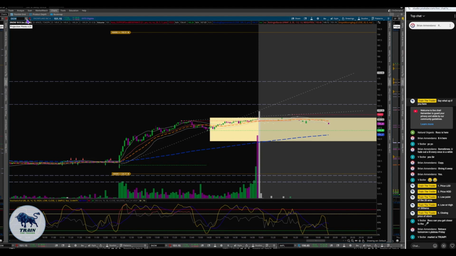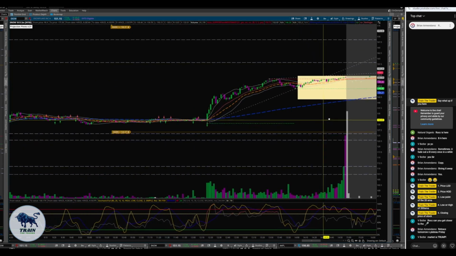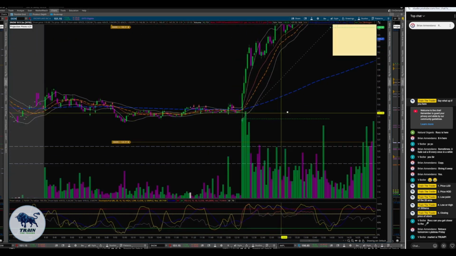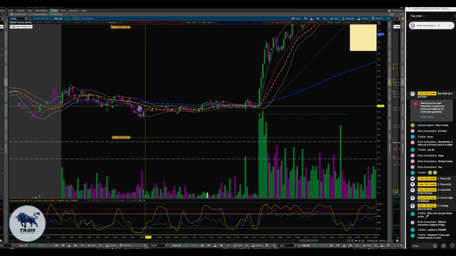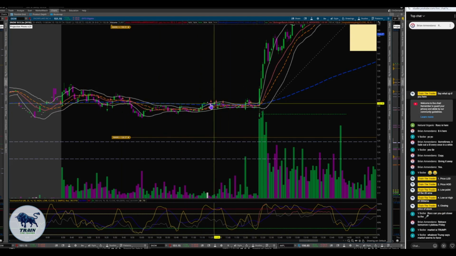So the market was giving clear clues that there was something brewing today. This might look like nothing to a lot of people, but that's a hell of a consolidation right there. It's waiting to explode. This is a coiled spring. They knew what was going on. Market makers knew what was going on.